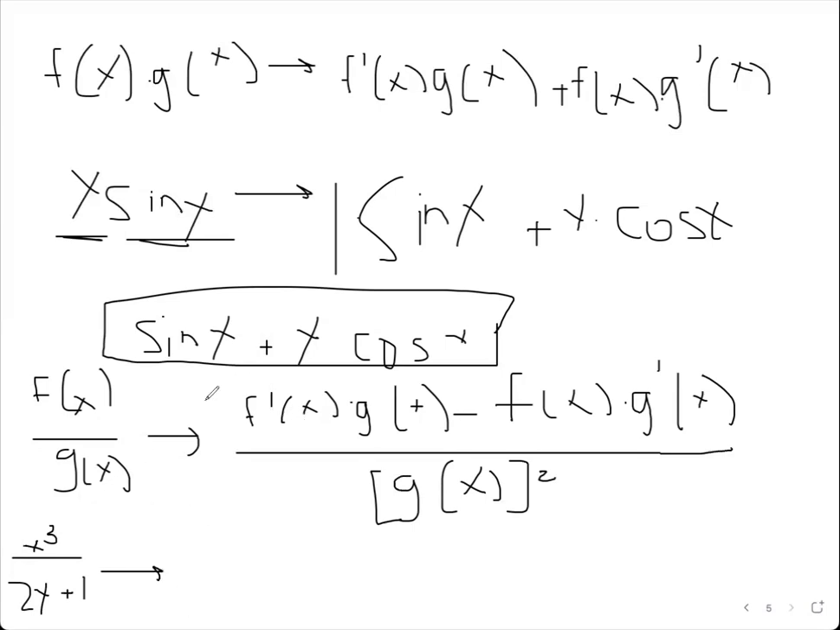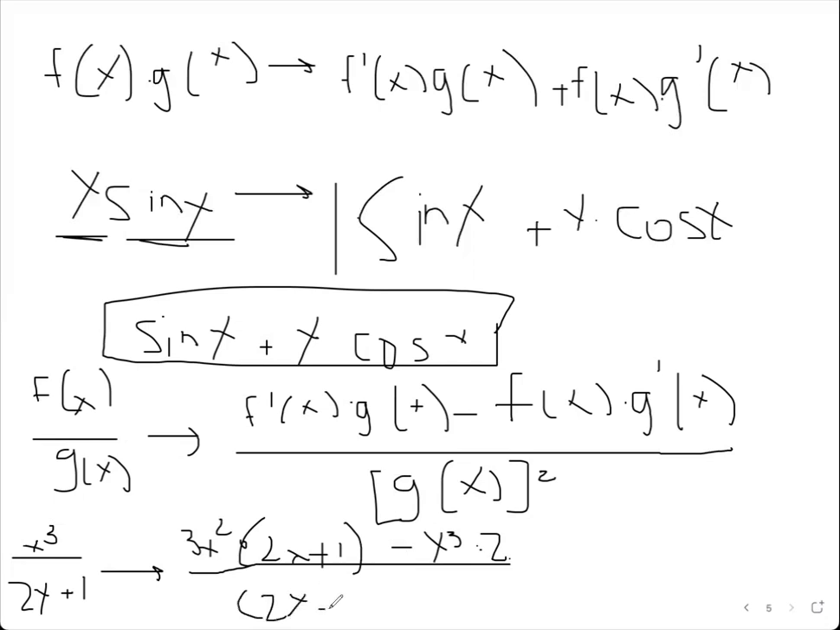So let's do this. F prime of x. So what's the derivative of x cubed? It's 3x squared. So that times g of x just by itself is 2x plus 1 minus f of x is x cubed. G prime of x is derivative of that, which is just 2 over this squared. So it's 2x plus 1 squared.